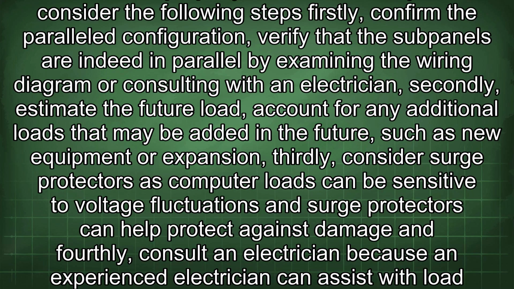To ensure a properly sized electrical system, consider the following steps. Firstly, confirm the paralleled configuration. Verify that the subpanels are indeed in parallel by examining the wiring diagram or consulting with an electrician. Secondly, estimate the future load. Account for any additional loads that may be added in the future, such as new equipment or expansion.